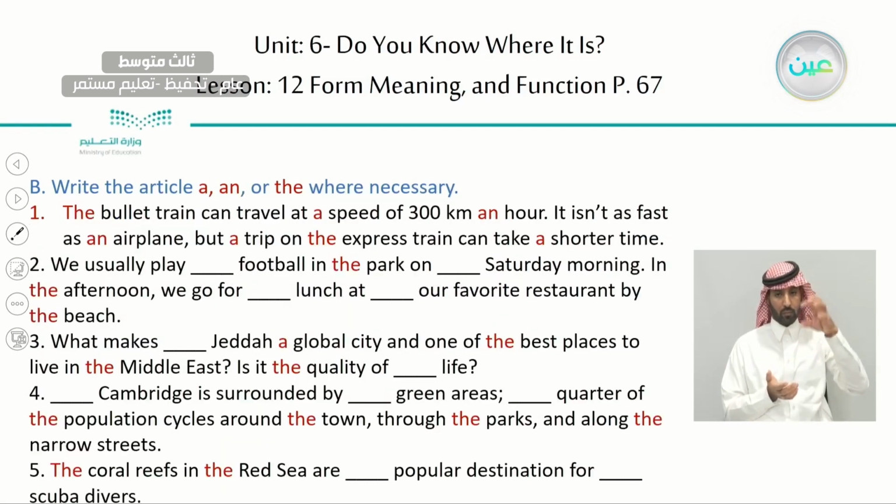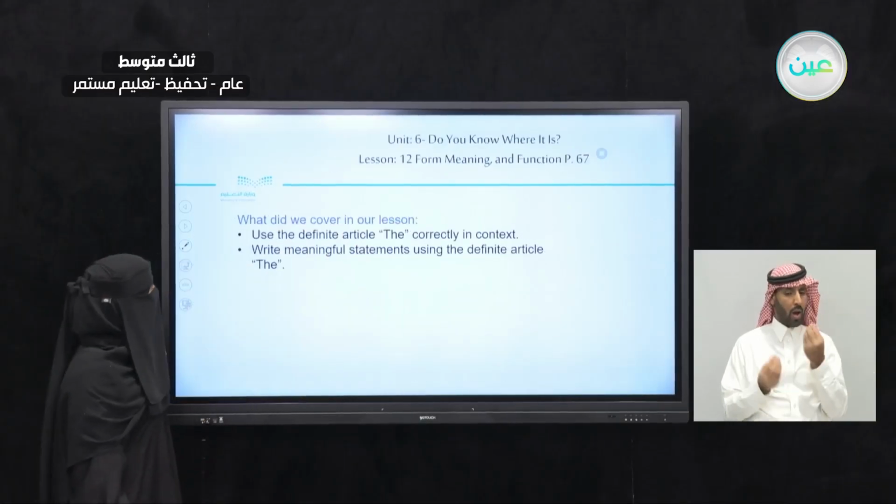Okay? Number 1, the bullet train travels at a speed of 300 kilometers an hour, etc. Here we added an, a, the, and a, shorter time. Number 2, here we didn't write anything, and here we write the, here we left it plain. Look at the statements here, compare it with your answers and see where you made the mistakes. Think about why you wrote the, why you wrote an in the statements, okay?